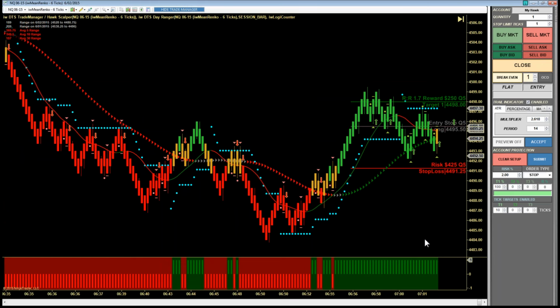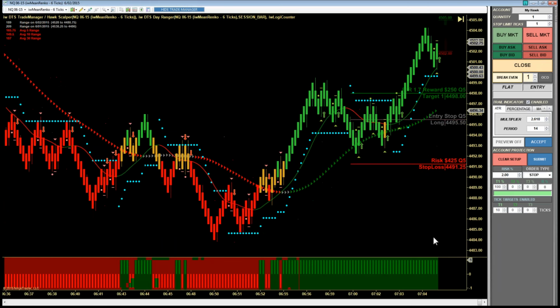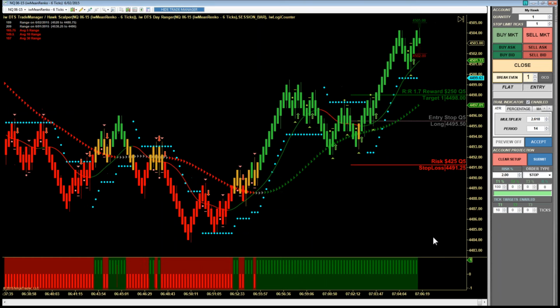I missed that because the 4-arrow consolidation is such a powerful signal. I will take it even off of yellow bars on the Hawk. In fact, it's the only signal I will take off of yellow bars on the Hawk. That's how strong it is. So we had 1, 2, 3, 4 signals, and that fourth signal is the one that's going to go. And there we are.